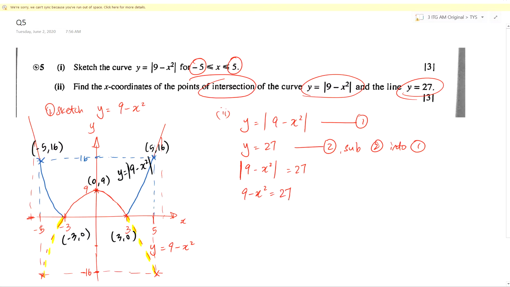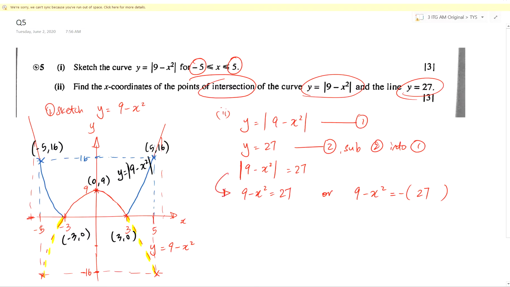However, things will not be that straightforward. There is another different case. Or, now all you need to do is again, ignore the modulus. 9 minus x squared equals to, the change over here is on the right hand side. You put a negative, whatever is the right hand side. Okay, what is on the right hand side? 27. Okay, so it's simply negative 27. Sometimes the right hand side is another expression. It may not be a constant. That is why I included brackets over here. So this is how we move to the next step.